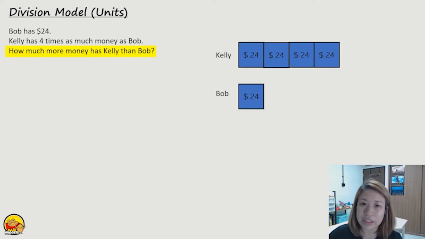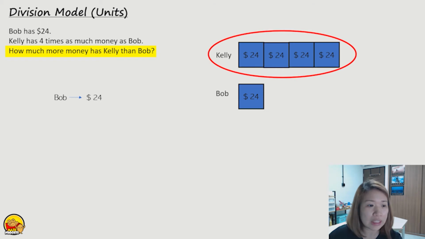Okay? Now the question wants us to find how much more money has Kelly than Bob. The question wants us to find the difference between Kelly and Bob. Okay, so let me write down the information that we have. We know that Bob has $24. So who do we not know? Kelly, right? We don't know about Kelly. Let's find out Kelly. So Kelly will be 4 units, which is $24 multiplied by 4, and that will give us $96. So Kelly has $96.